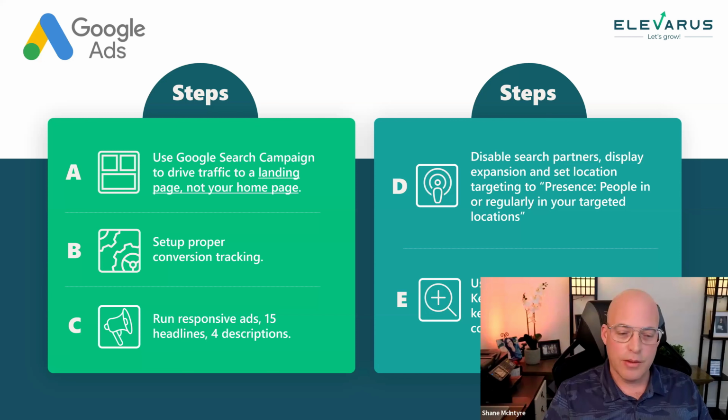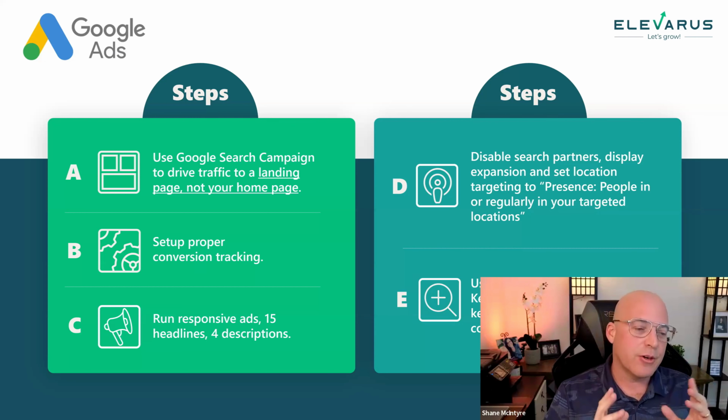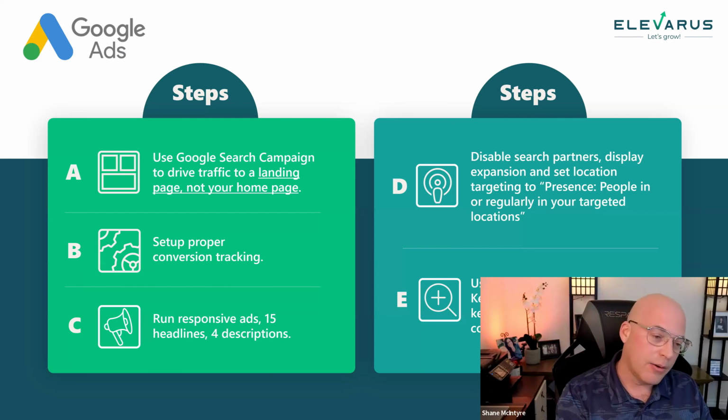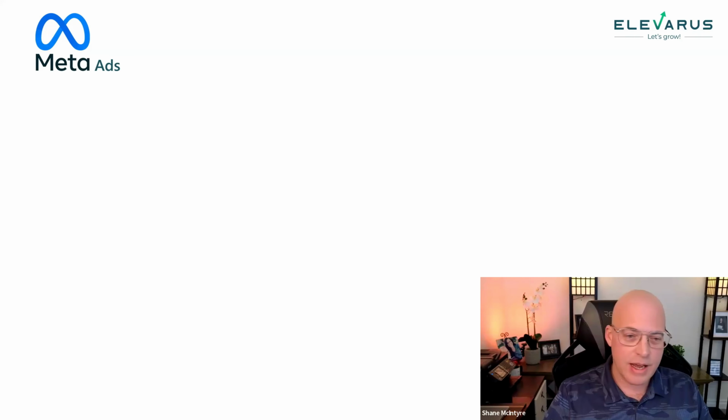You can literally go on the internet. We have it in the notes at the end of the deck, and you can literally see the exact ads that your competitors are running. It's a free tool. Definitely check that out. And that's a great way to see what your competition is doing. So that's kind of the breakdown of Google Ads.